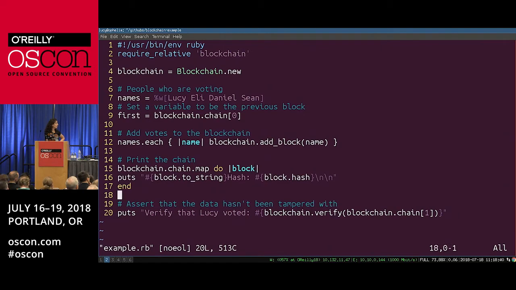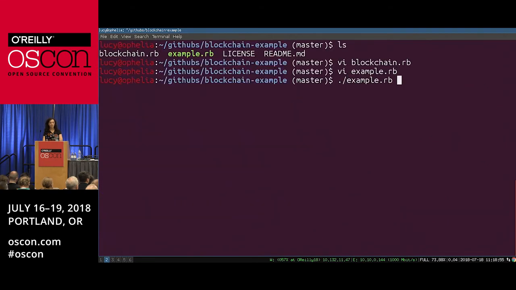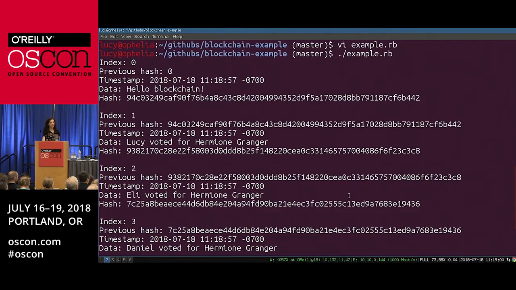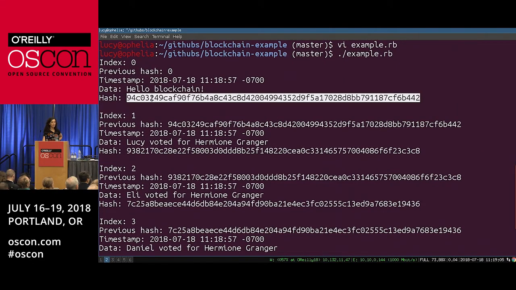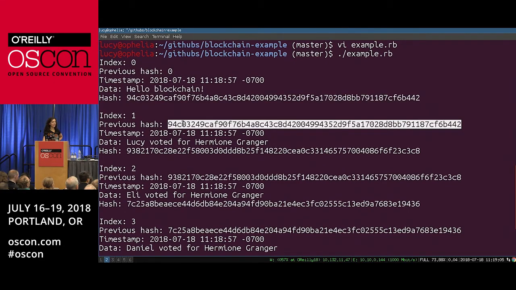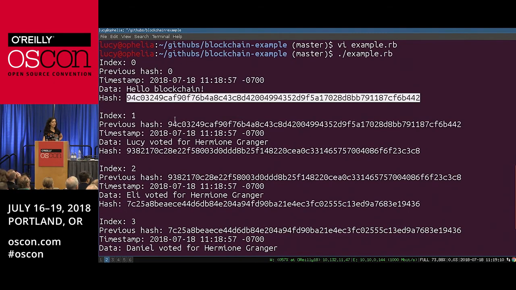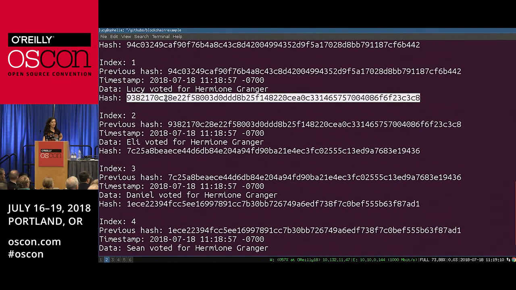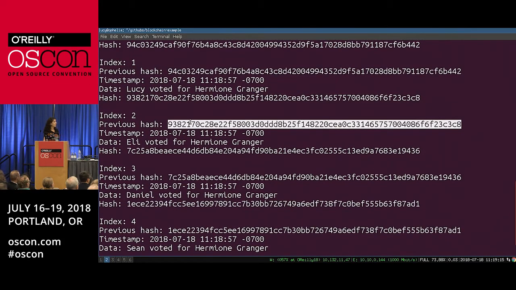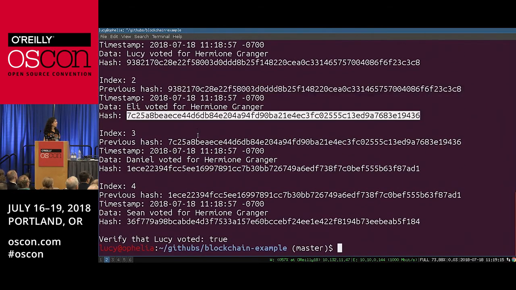So everyone submits their vote, and then I print the entire chain. So I'll print each block, all of the data in the chain, and then I also call that verify function to make sure that I voted. Okay, so I'll run that example script, and we can see that here's the first block, and here's the hash of the first block, and we can see that that matches the previous hash value in the next one. So there's kind of the link. And then similarly, my hash value here matches the previous hash value there, etc.